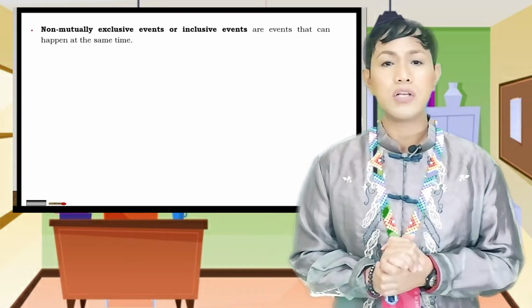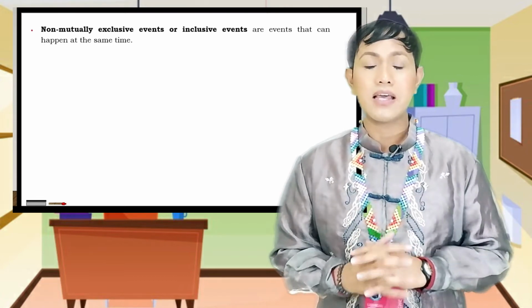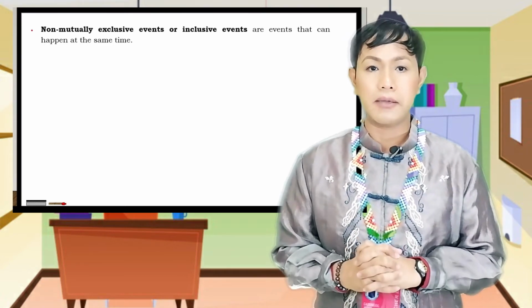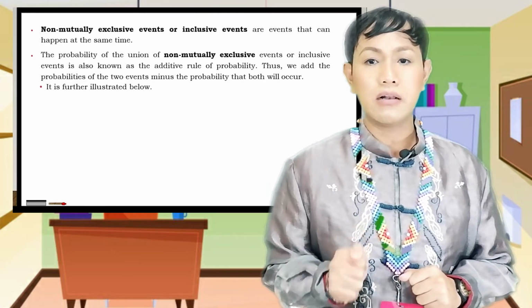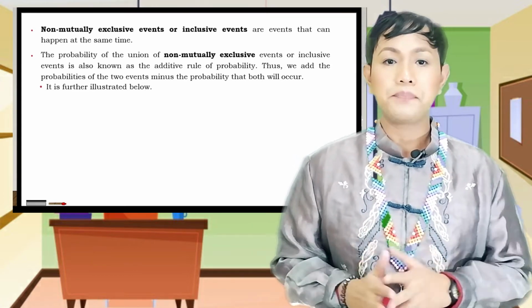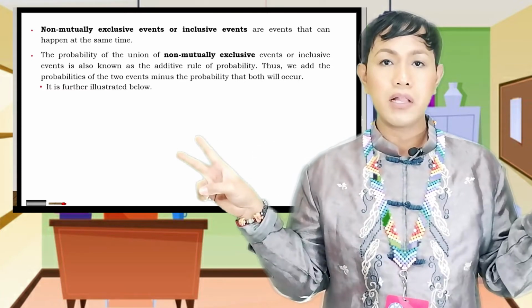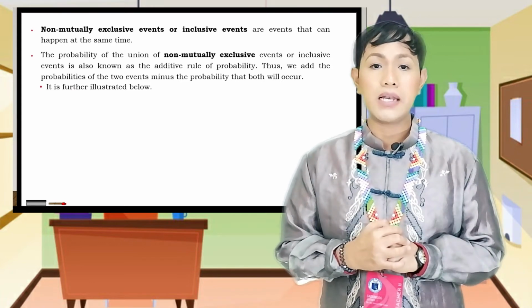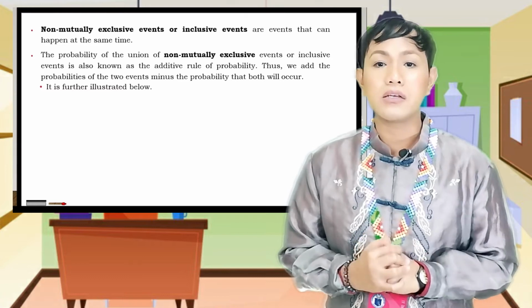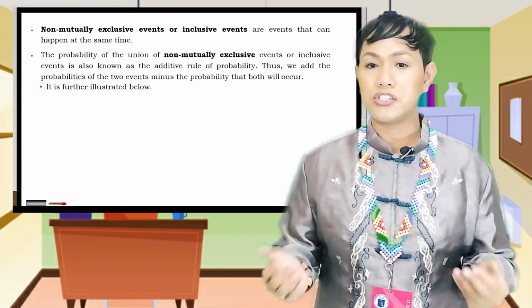So what then are non-mutually exclusive events? Non-mutually exclusive events, or what we call inclusive events, are events that happen at the same time. Hence, the probability of the union of non-mutually exclusive events, or inclusive events, is also known as the additive rule of probability. Are you familiar with the additive rule of probability? Thus, we add the probabilities of the two events minus the probability that both will occur. It is further illustrated here.